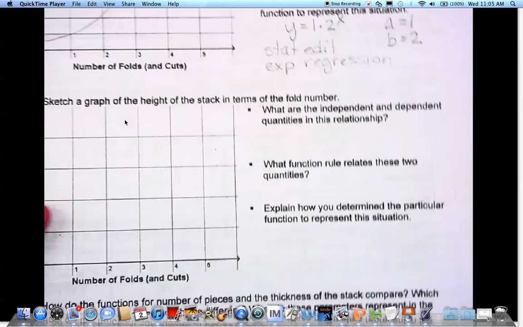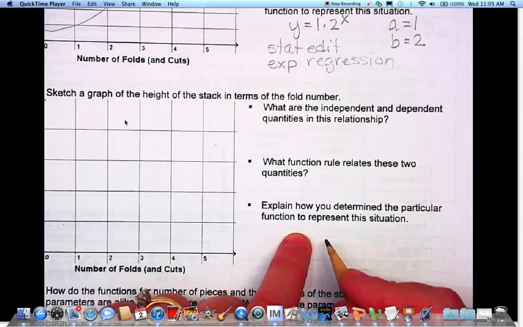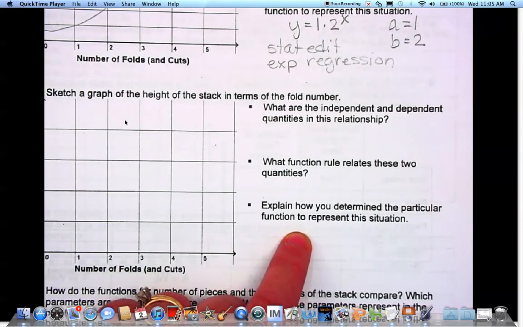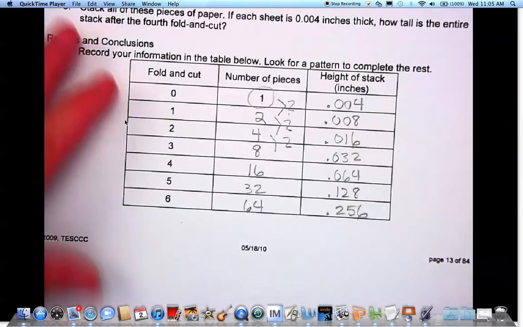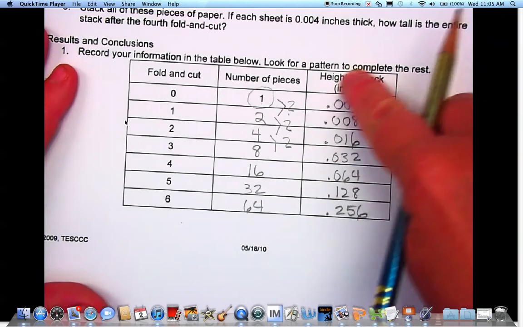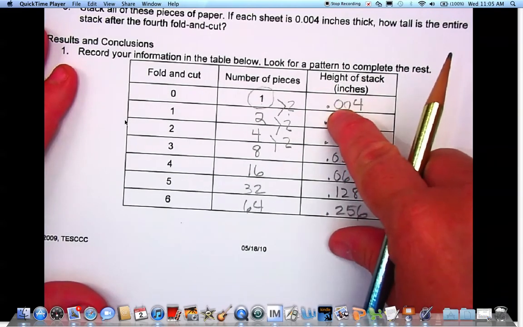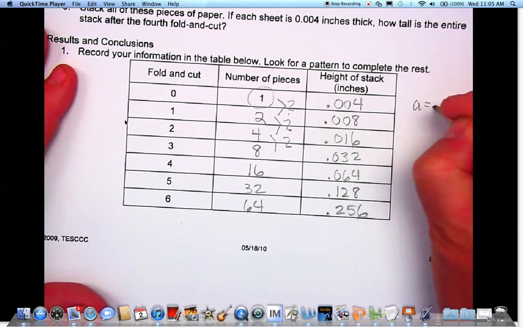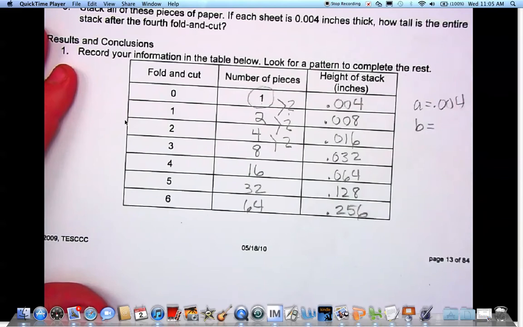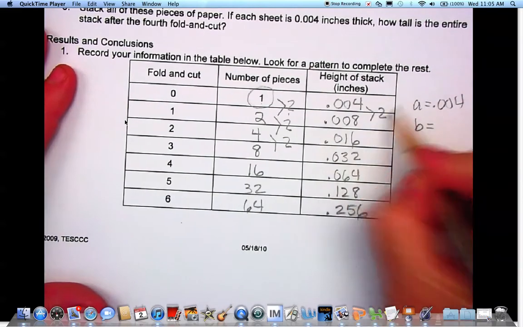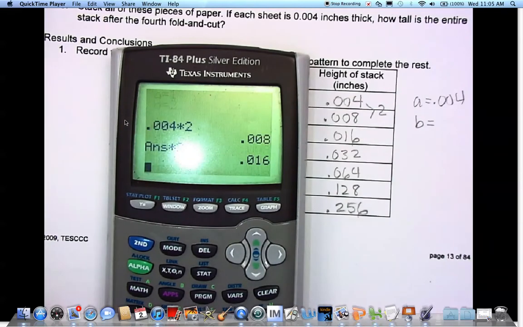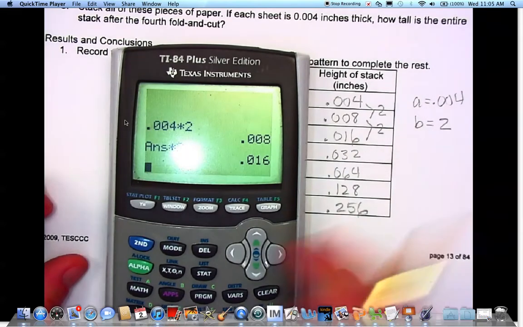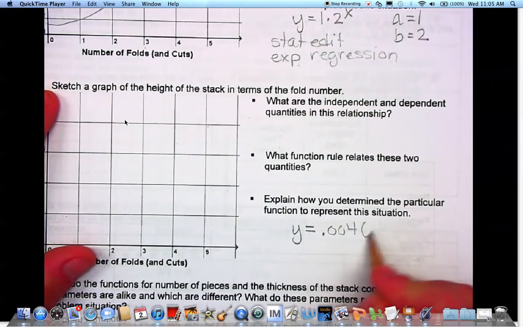Yeah, okay. So, when we find the equation for the next one, let's not use stat edit. Let's see if we can figure it out. We're going to have y equals, what would A be for this one over here? 0.004 would be A. And how about B? 2. Okay, because you're multiplying by 2. 0.008 times 2 is 0.016. So how would you write that equation? Y equals 0.004 times 2 to the x. There you go.